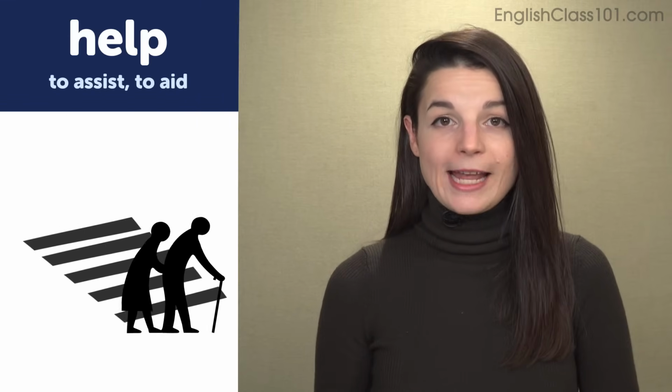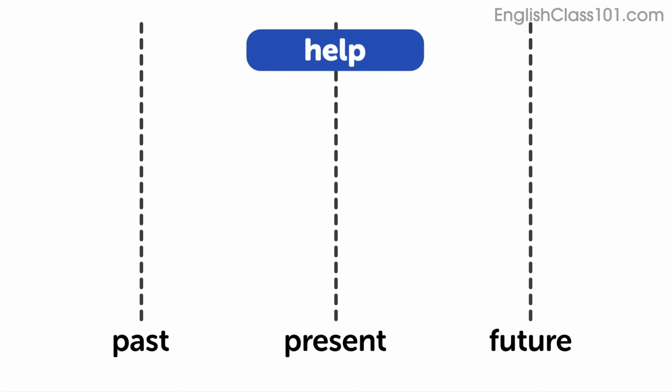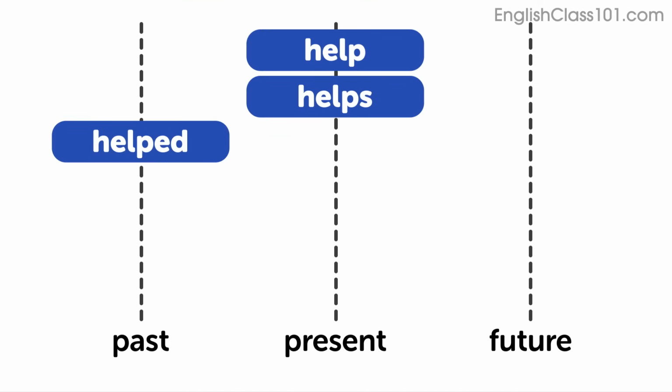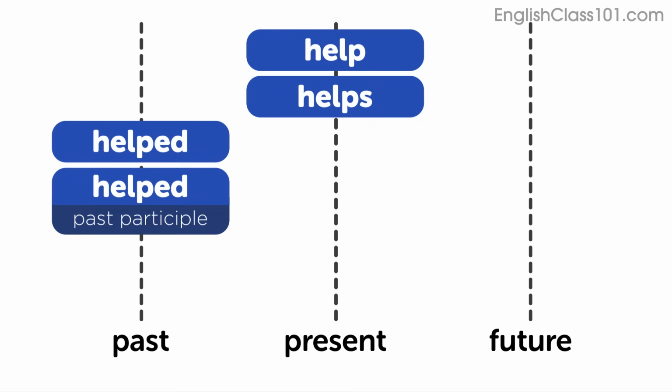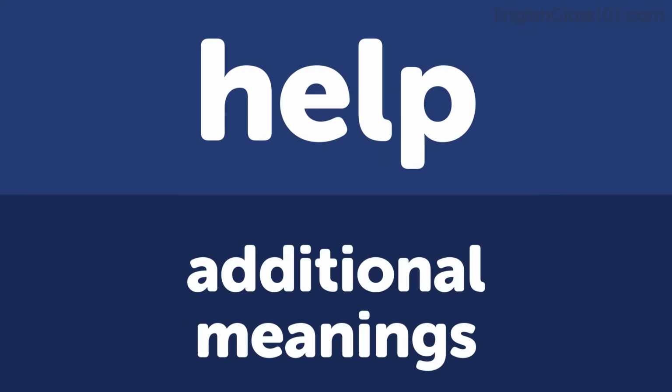The basic definition of the verb help is to assist or to aid. Let's look at the conjugations of this verb. Present tense, help, helps. Past tense, helped. Past participle tense, helped. Progressive tense, helping. Now let's talk about some additional meanings of this verb.